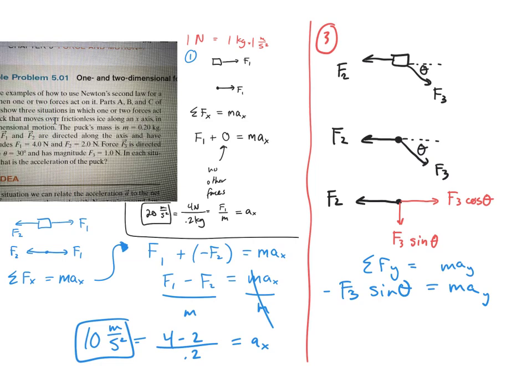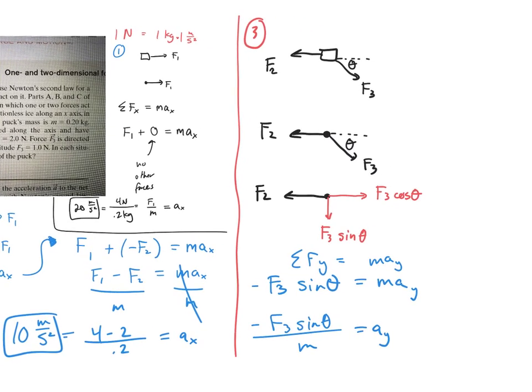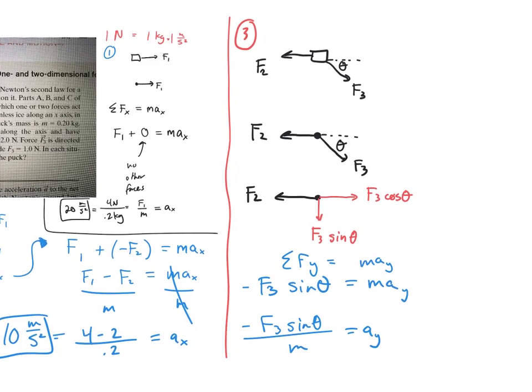Okay, that would be the y direction, because there's only one force acting in the y direction, and it's acting down, so I put a negative symbol. And then, as Spence said, let's divide by m to get the acceleration in the y direction. The answer is negative because it's going to accelerate downward. Now, that's only the y direction. We also have to consider the x direction. What else do we have for the x direction?